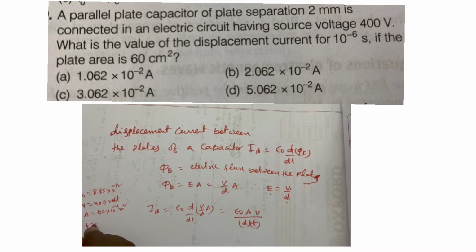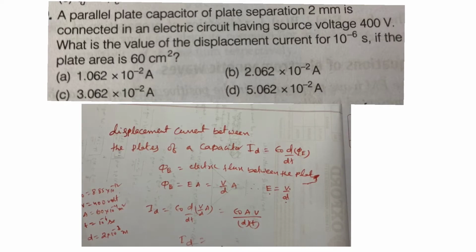Time is 10 to the power of minus 6 seconds. Distance of separation d equals 2 into 10 to the power of minus 3 meter. Substituting all values, the displacement current I_D will come: 1.062 into 10 to the power of minus 2 ampere is the answer.